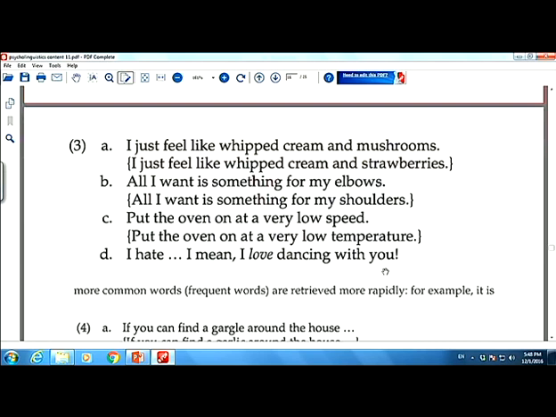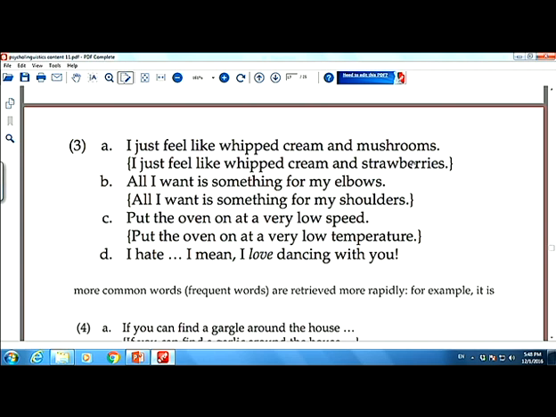Mushrooms and strawberries. Does that give us evidence? Someone, instead of saying, I feel like whipped cream and strawberries, says, I feel like whipped cream and mushrooms. Does that give support that we retrieve words by their meaning or by their sound? By their meaning, because strawberries, mushrooms, they are semantically related. Both are foods, fruits and vegetables.